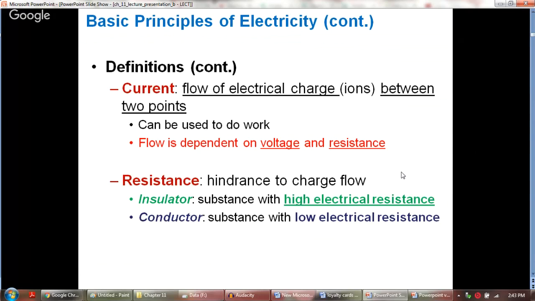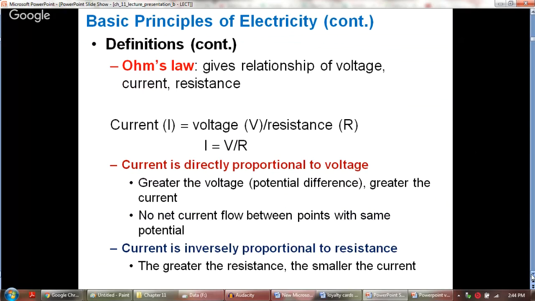Different components provide different resistance, such as the insulator, which we refer to as substances with high electrical resistance. They have a higher hindrance to the charge flow. Conductors have low electrical resistance, so the charge flows very easily through conductors.